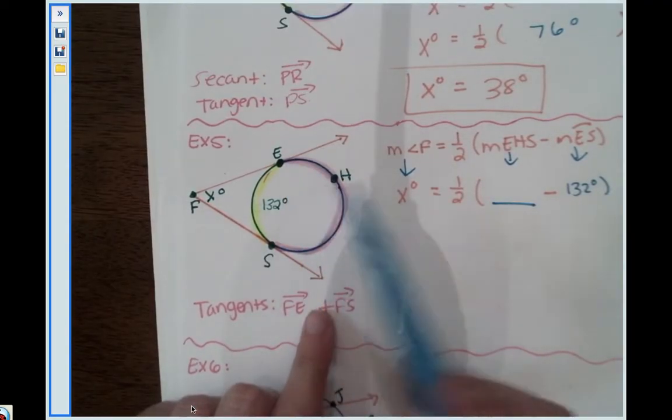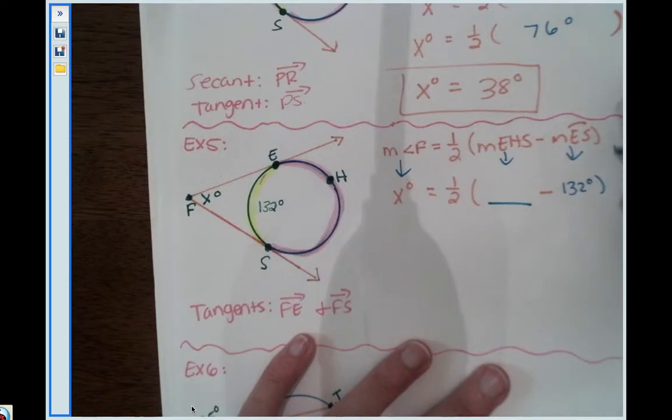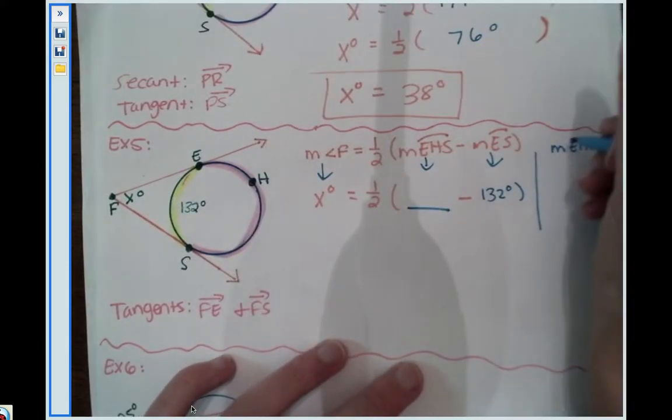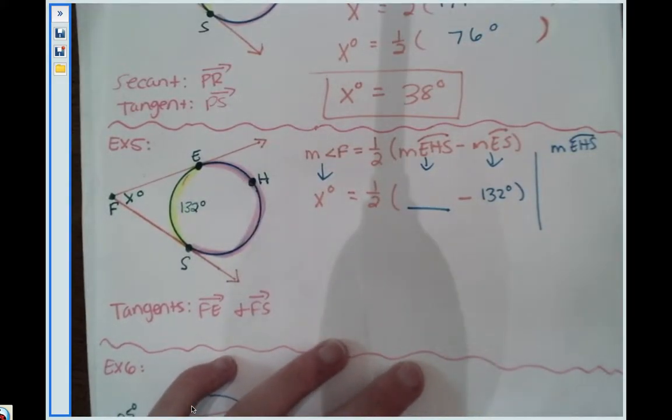Okay, so I'm going to do some side work for the measure of arc EHS, which I just noticed I didn't put a little arc symbol. Geometry's so nitpicky. You can't forget those symbols, Miss Long. Alright, but anyways, let's keep going.